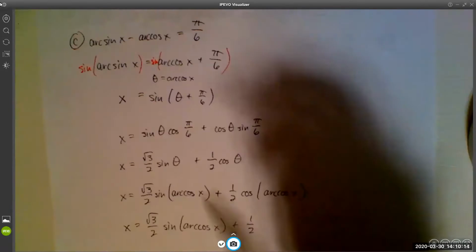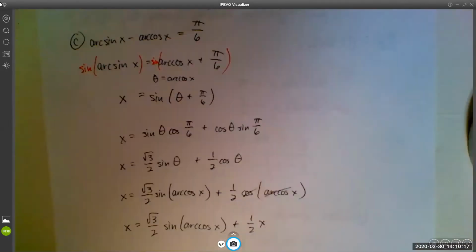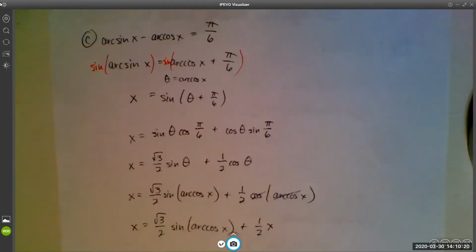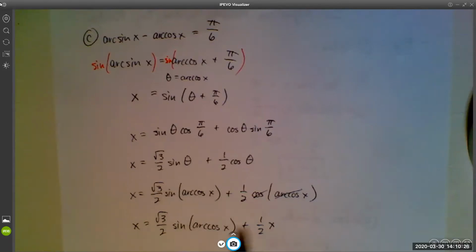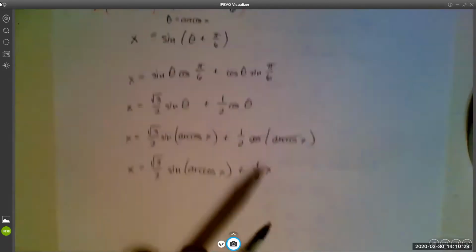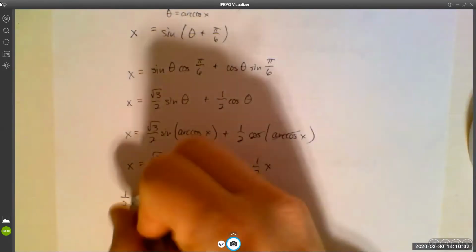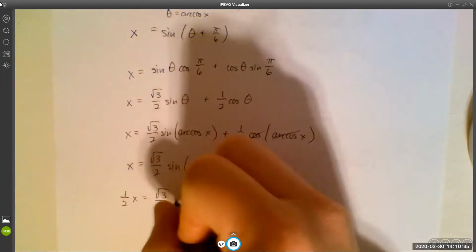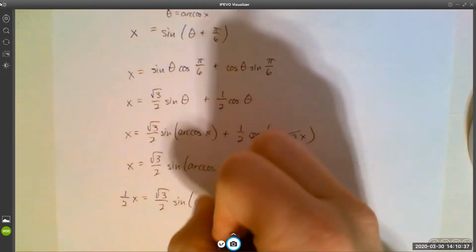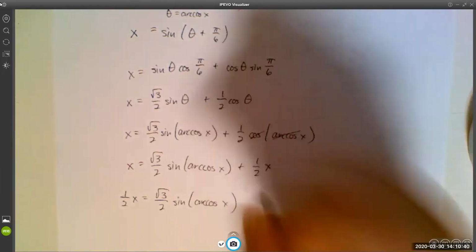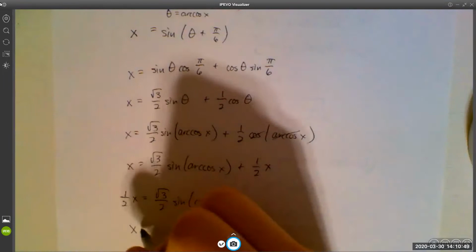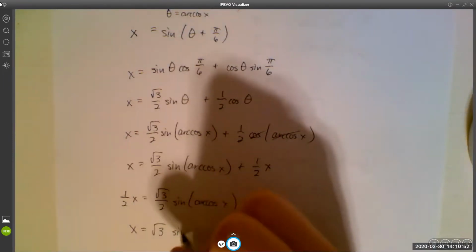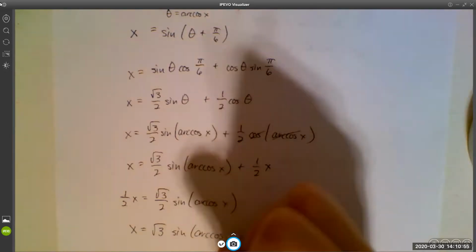The cosine and the arc cosine cancel. We just got x, right? And in fact, we could go ahead and move that 1/2 x. We can subtract it over to the other side. X minus half x would be half x. Arc cosine x. For that matter, we could move it. Actually, we could multiply through by 2 at this point and clear that fraction. So once again, we have x equals root 3 sine of arc cosine x.